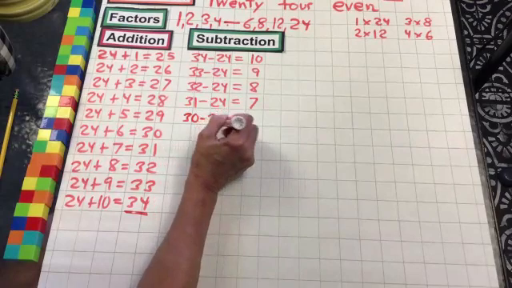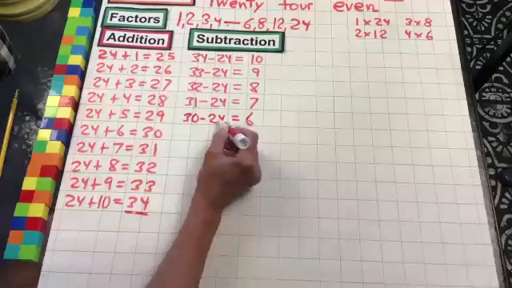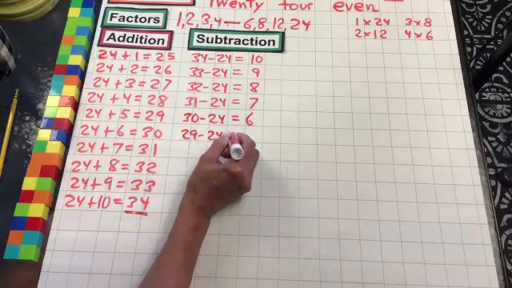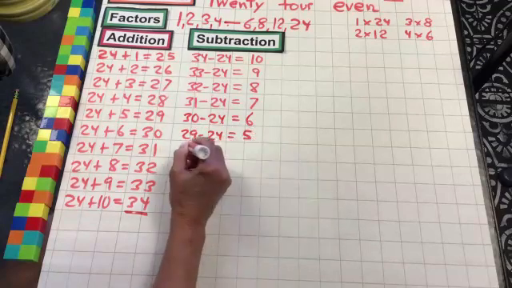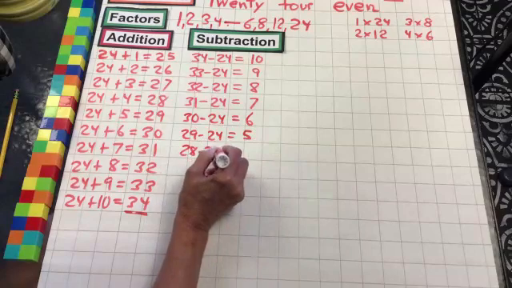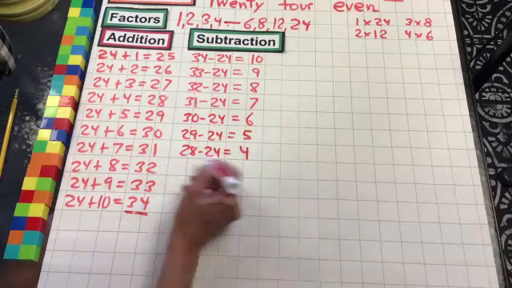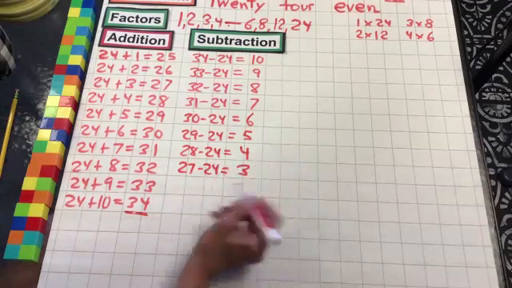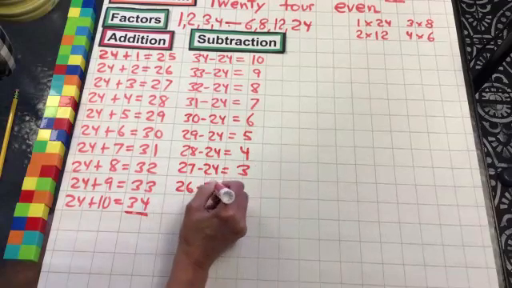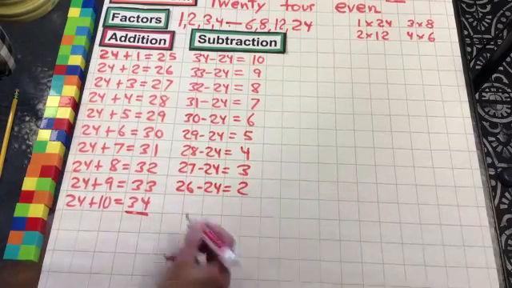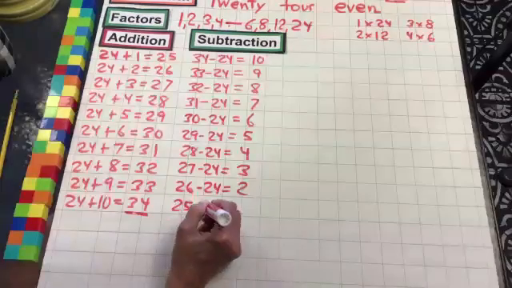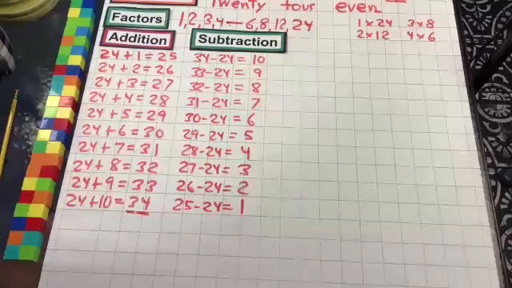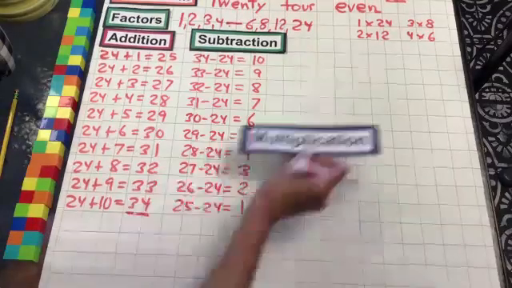30 minus 24 equals 6, because 6 plus 4 is 10. Boom. 29 minus 24 equals 5. 28 minus 24 equals 4. 27 minus 24 equals 3. 26 minus 24 equals 2. And 25 minus 24 equals 1. All right, we're ready for multiplication.